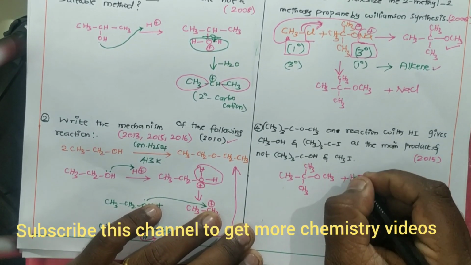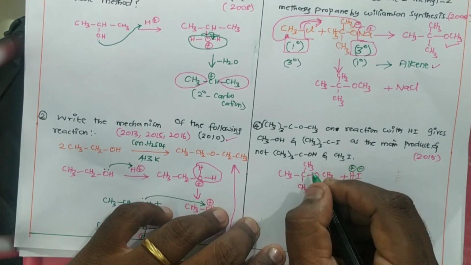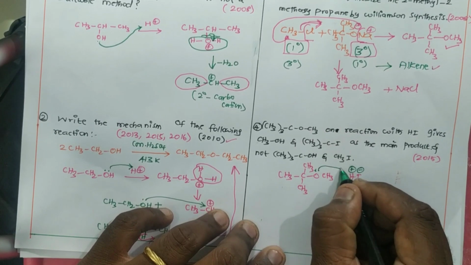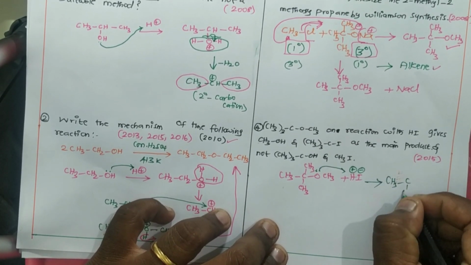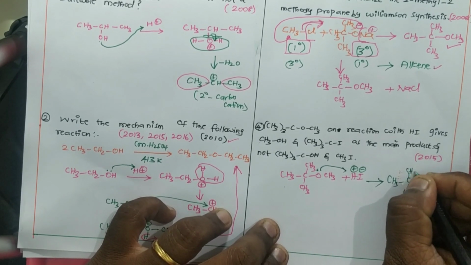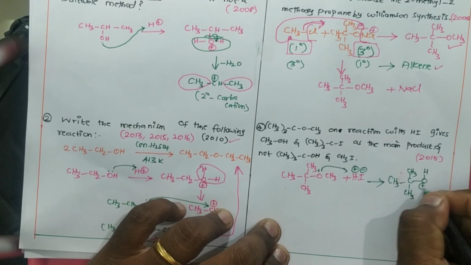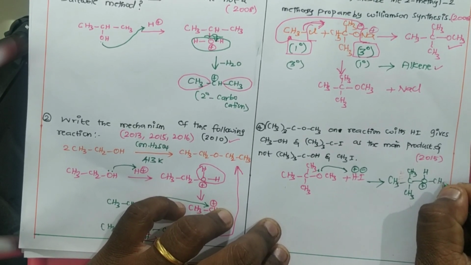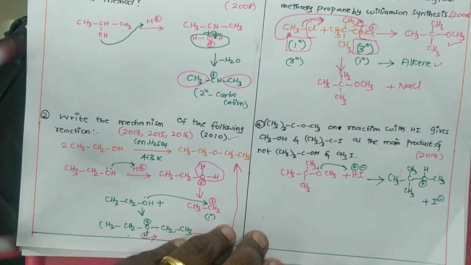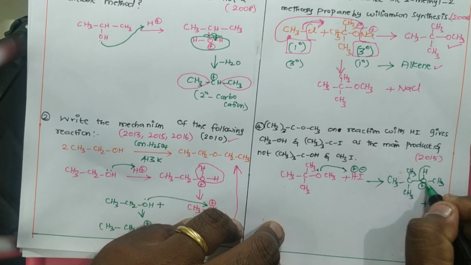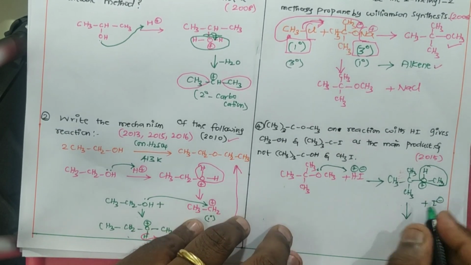Here there is H plus and I minus. Here this lone pair will donate. Now what will be the product? Here CH3, C, CH3 and CH3. Here is O and one hydrogen should be attached, because of the donation of electrons, it got a positive charge, OCH3 along with I minus is there. Now what happens? This will leave off because here it forms a stable 3 degree carbocation.